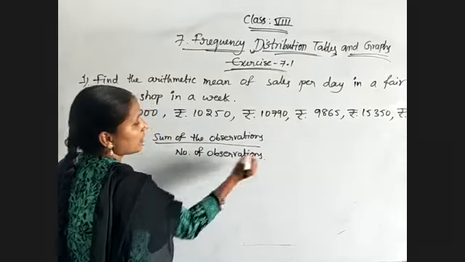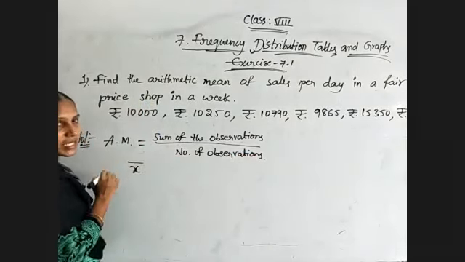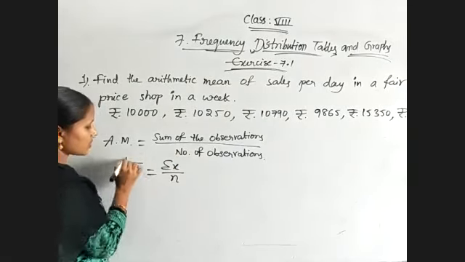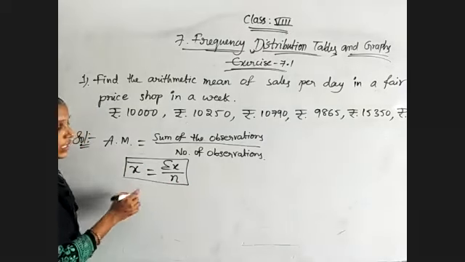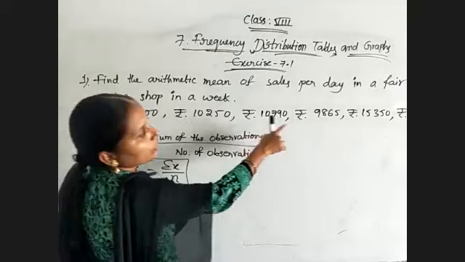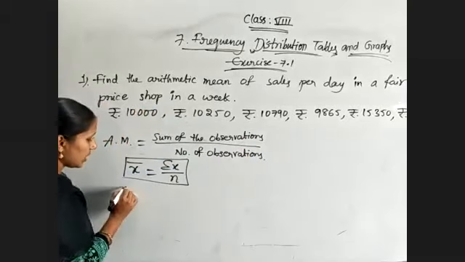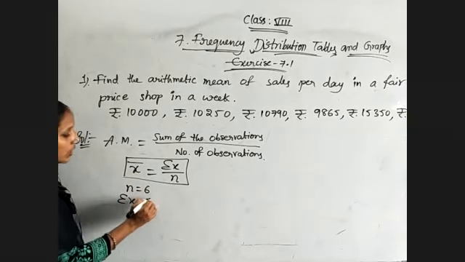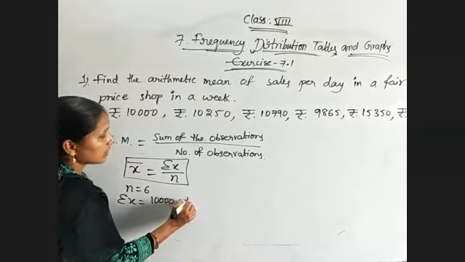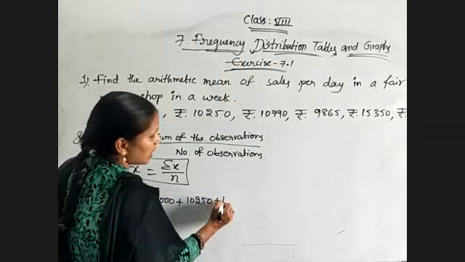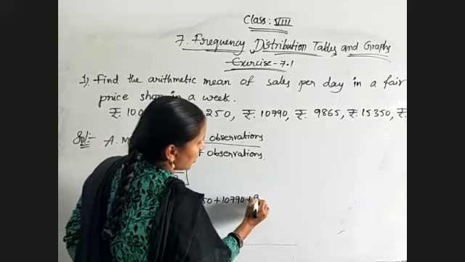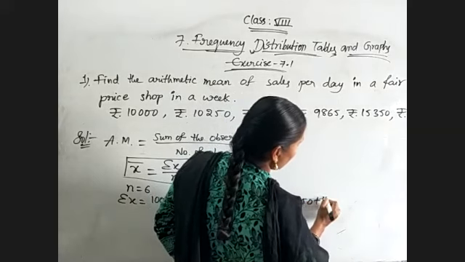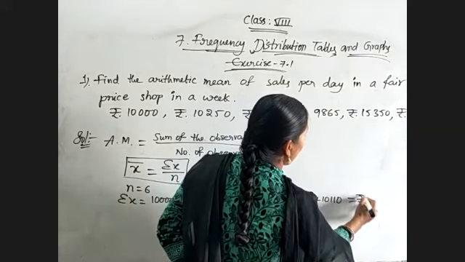In simple notation, we represent arithmetic mean by x bar. Sum of the observations as sigma x divided by number of observations with a small n. And here n is equal to 1, 2, 3, 4, 5, 6. So n equal to 6 and sigma x will be equal to 10,000 rupees plus 10,250 rupees plus 10,790 rupees plus 9,865 plus 15,350 plus 10,110.